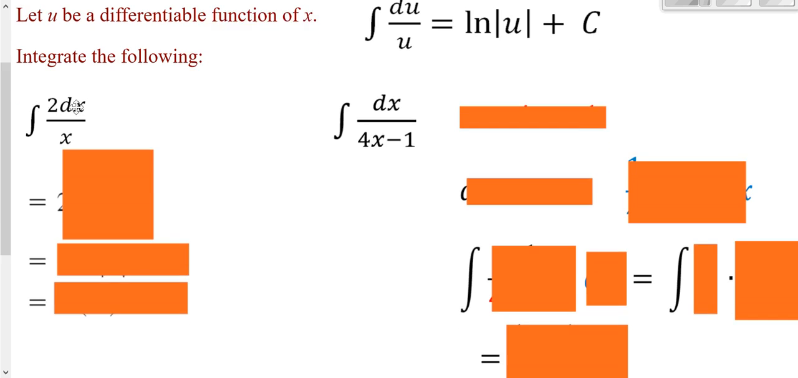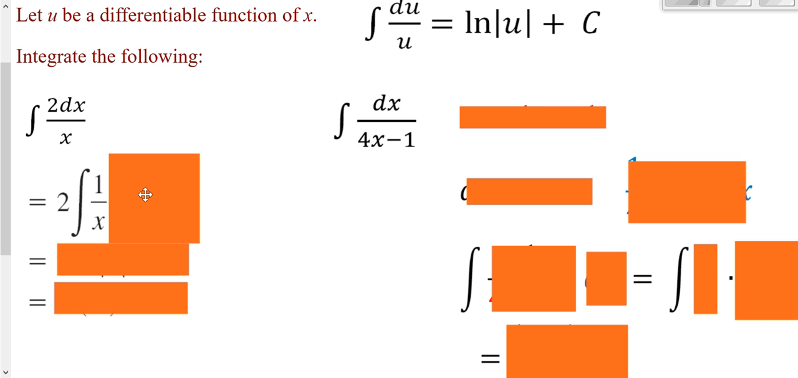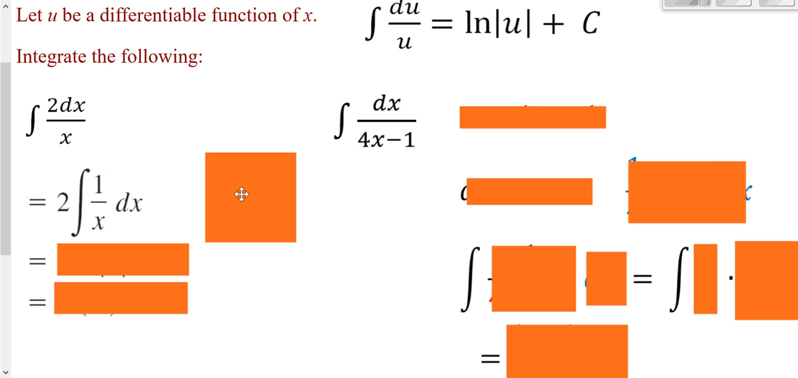So looking at this, I'm going to go ahead and pull my 2 in front. And then I have a 1 over an x with a dx by it. You should now know that when you integrate 1 over x, that goes to natural log with a plus c, because if you're working backwards and you did the derivative of this, you get 1 over x.